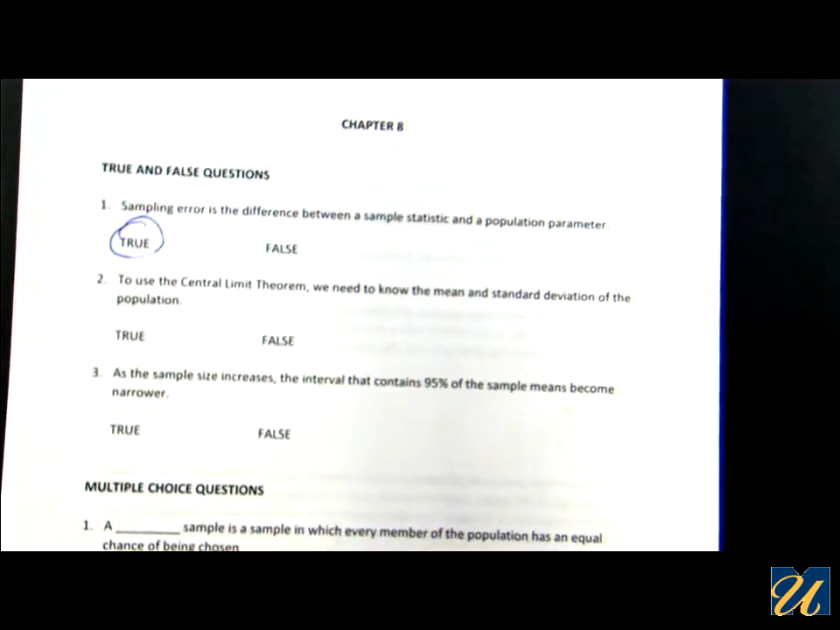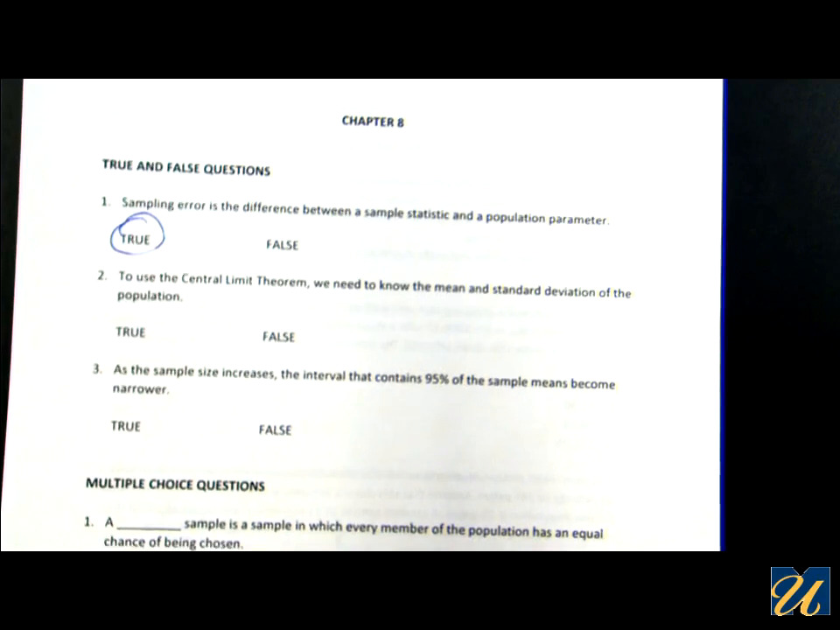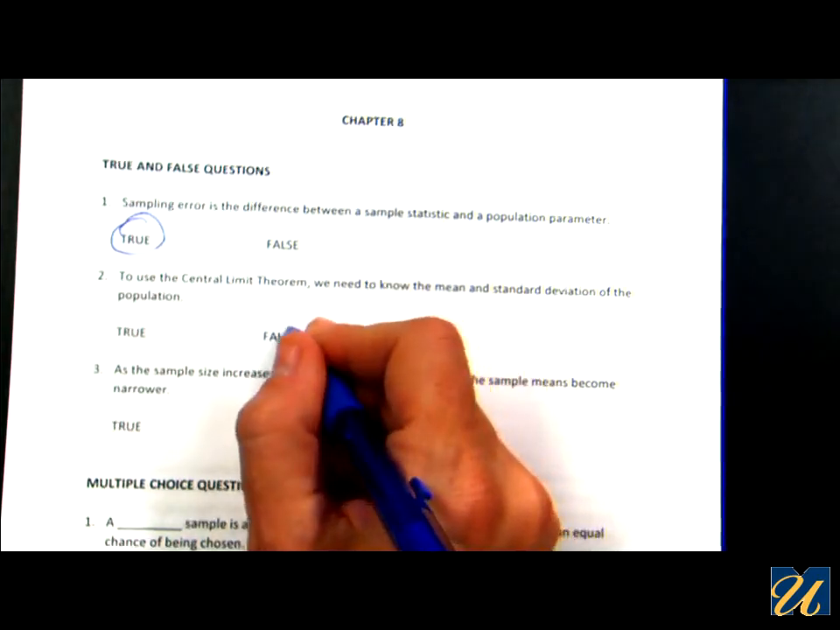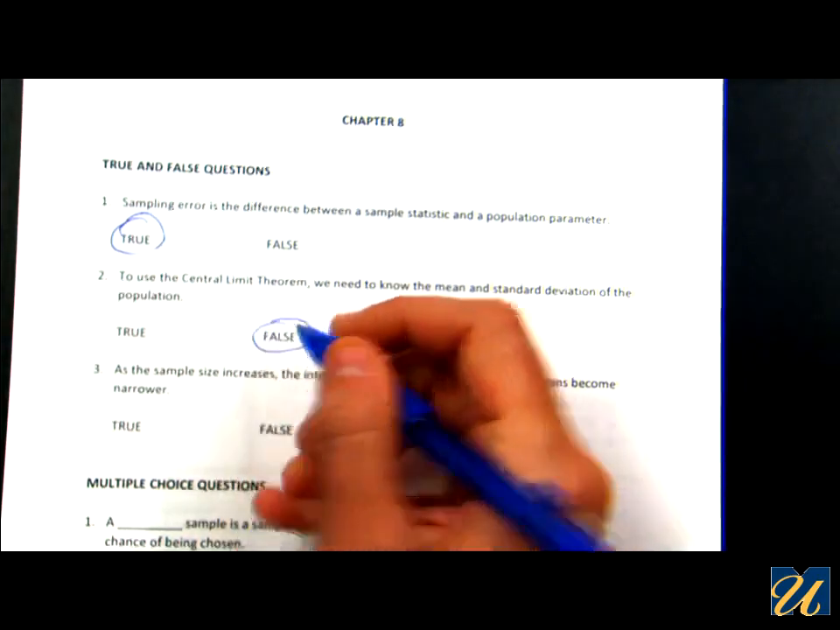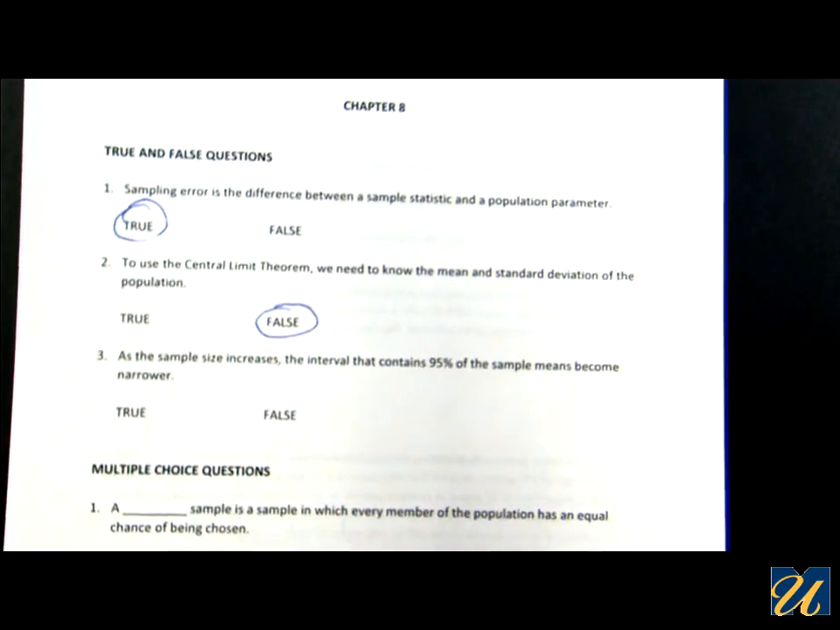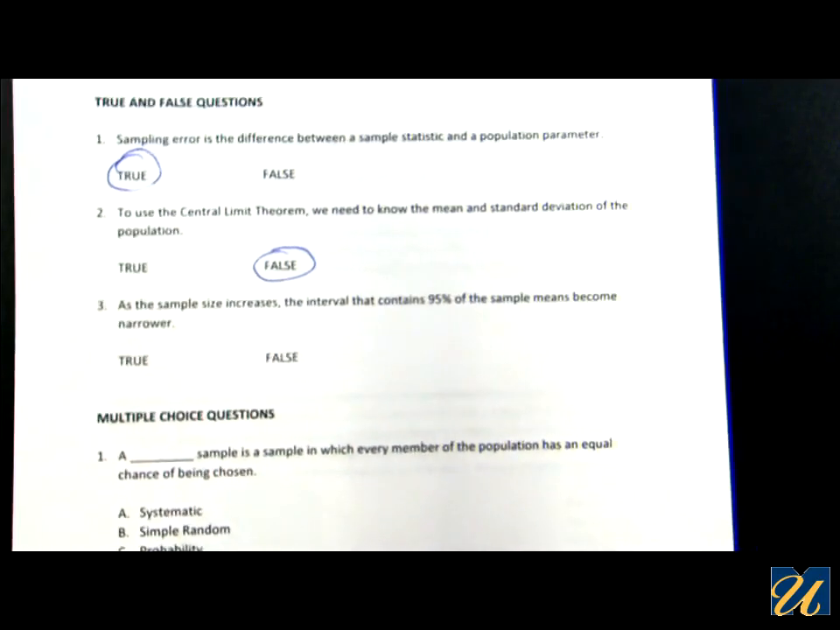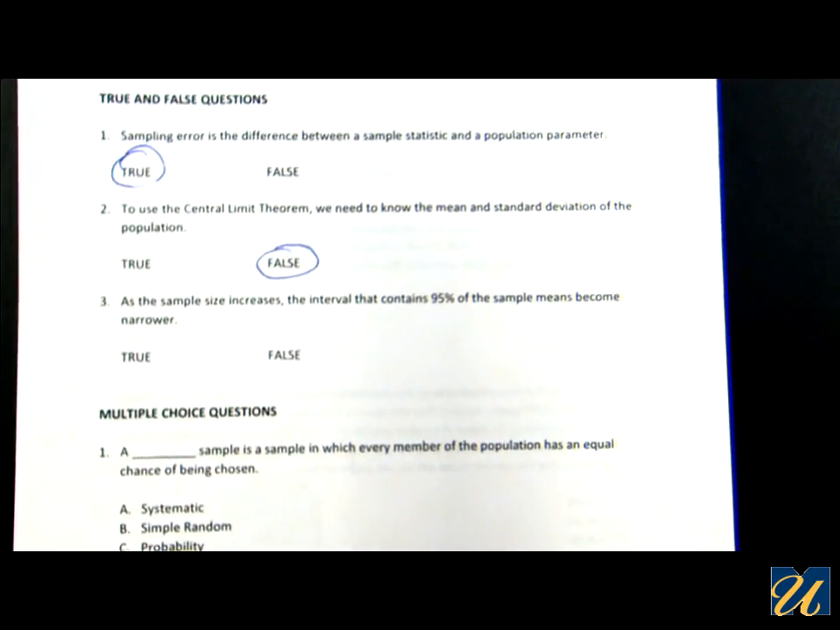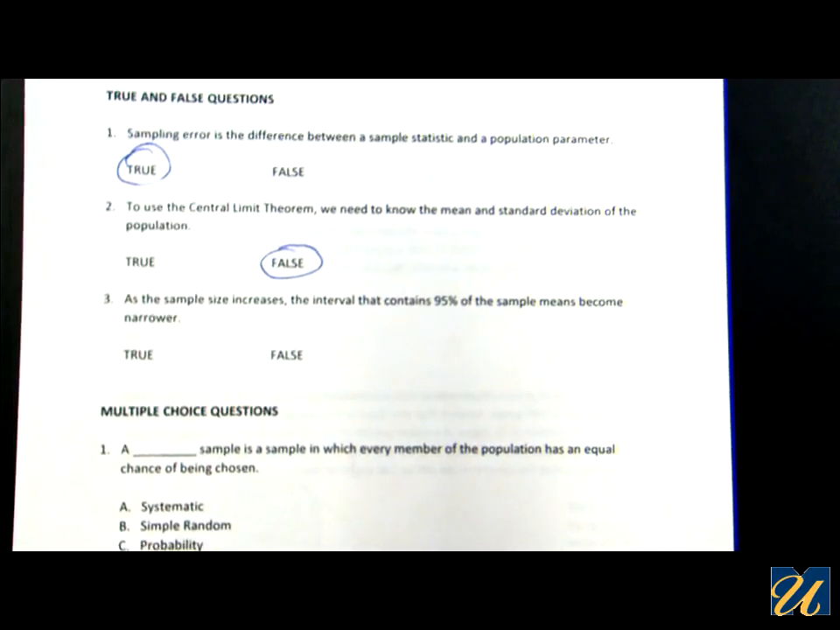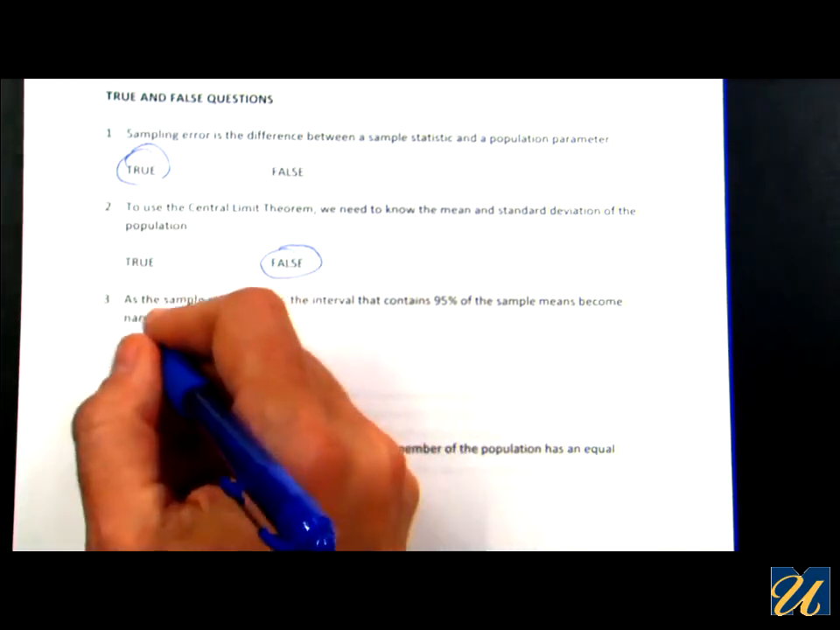This is true. To use the central limit theorem, we need to know the mean and standard deviation of the population. That is false. We need to know the sample size, or we need to know what distribution the population follows. As the sample size increases, the interval that contains 95% of the sample means becomes narrower. That's correct. That is true.